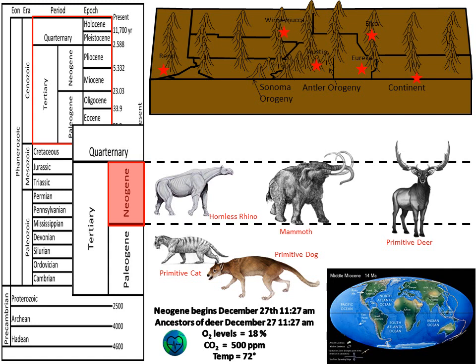In rocks dated back to 2.8 million years, the earliest documented representative of the genus Homo was found in eastern Africa. By the end of the Neogene, mammals and birds evolve into roughly their modern-day form.